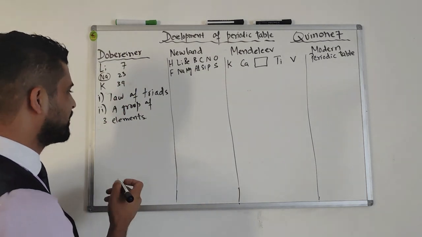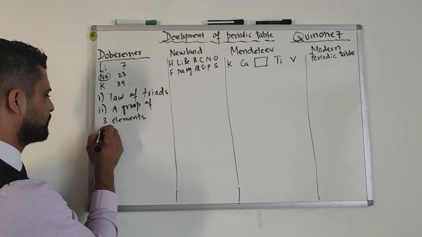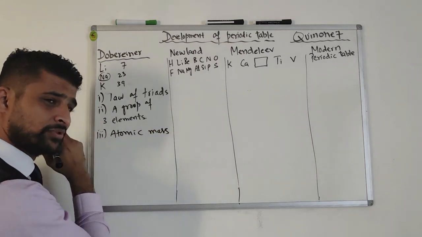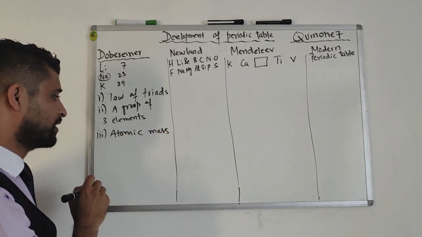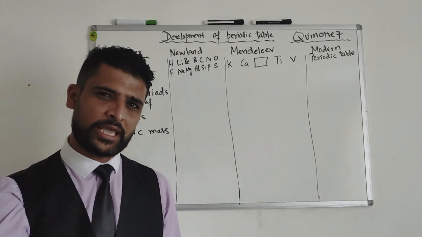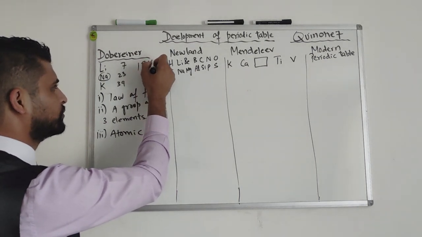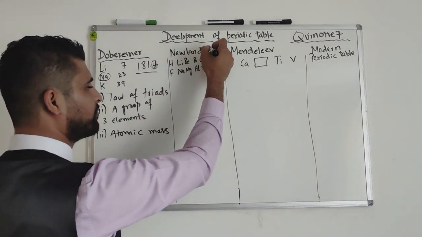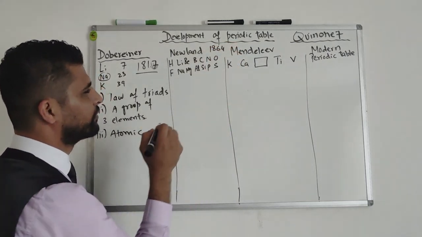What happened at that time is people started looking at the atomic mass, the relative atomic mass. The relative atomic mass started being discovered through different methods. He used that to create this triad. He started, I think, around 1814 or 1817, if I'm not wrong. And quite a while after, it was in 1864.